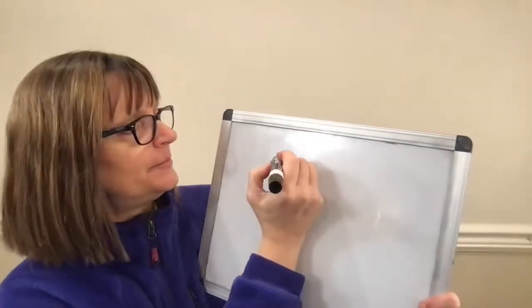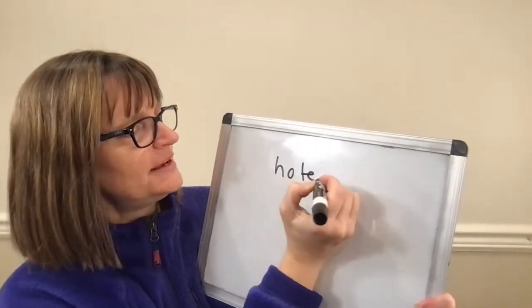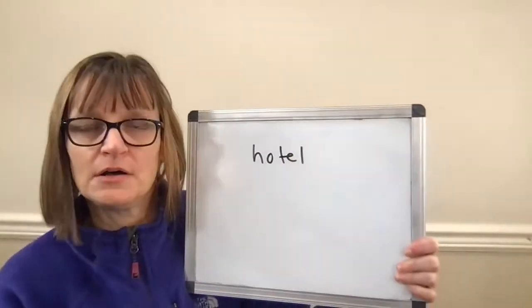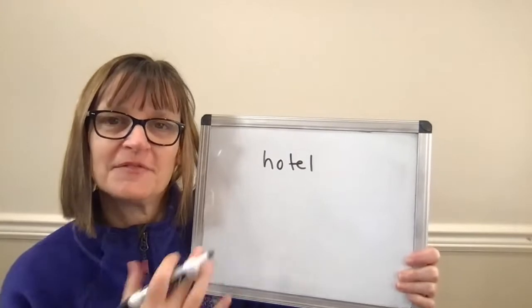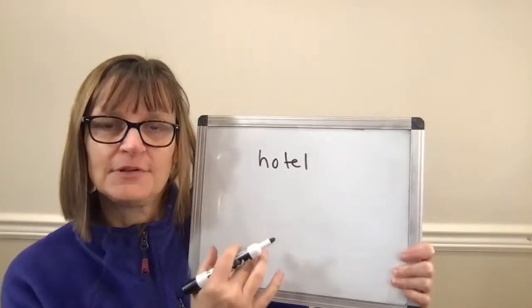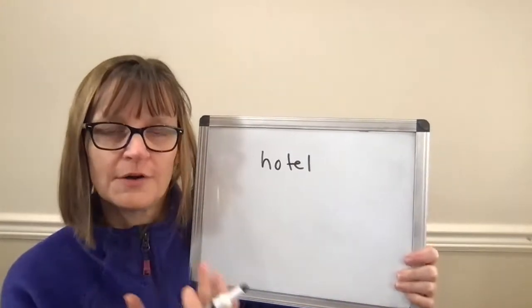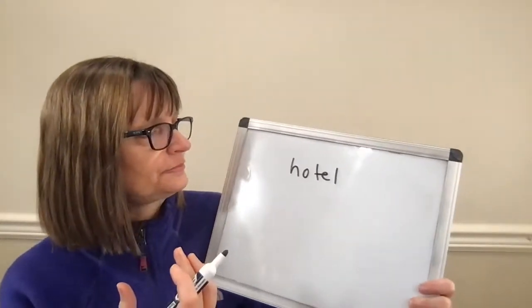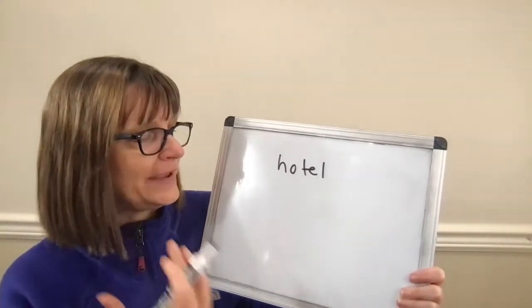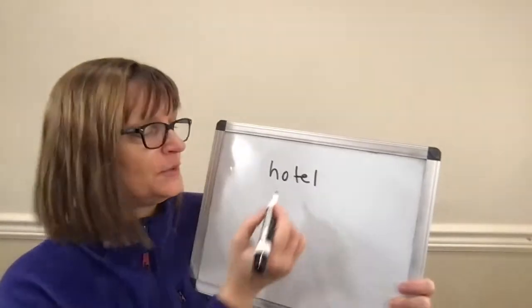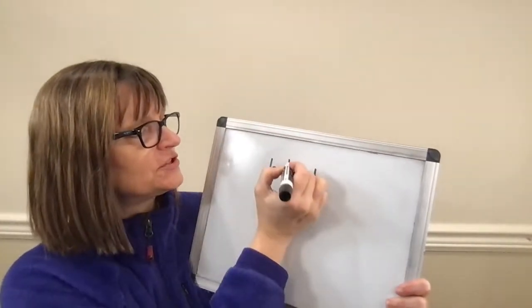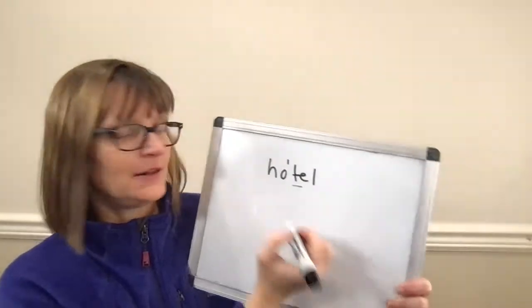Question about hotel. So hotel is an example of a word that has some exceptions. So usually when we have a T between 2 vowels, like in the word water or waiter, we use a flap. It sounds more like a D. But in hotel, we do a true T because the stress is on the second syllable, tell.